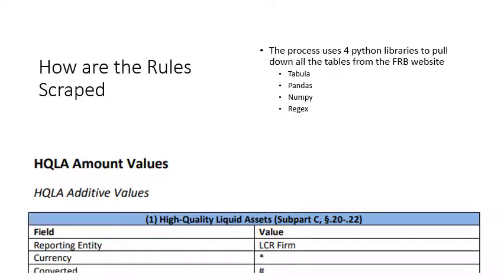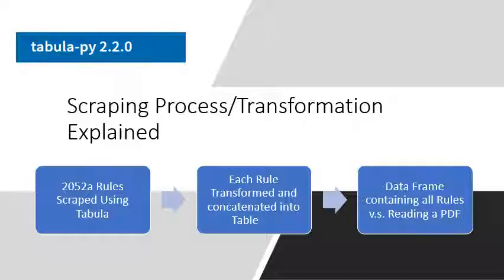So how are the rules scraped? I used four libraries from Python: Tabula, to pull down the data from the tables, and Pandas, NumPy and regex to transform the data. As you can see below, this is what one of the tables looks like. This is the data that I was scraping directly from their PDF that they have up on their website.